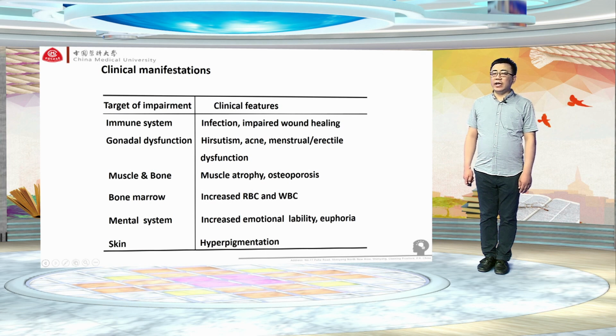emotional lability and euphoria. And for the skin, especially in ACTH-dependent Cushing syndrome, for example, ectopic ACTH syndrome, in this kind of patient the ACTH level is very high, so they may have hyperpigmentation of the skin.